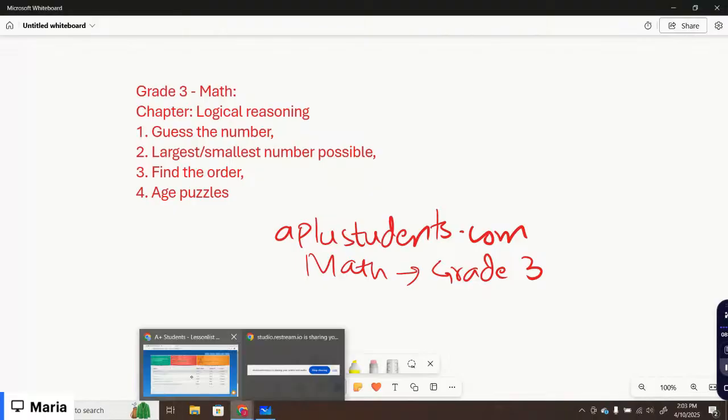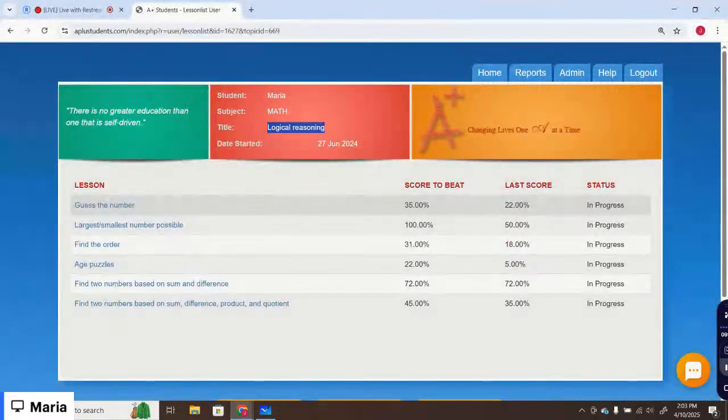I'm on grade 3 math. The chapter we are on right now is logical reasoning. Let's just start with the first lesson, that is guess the number.